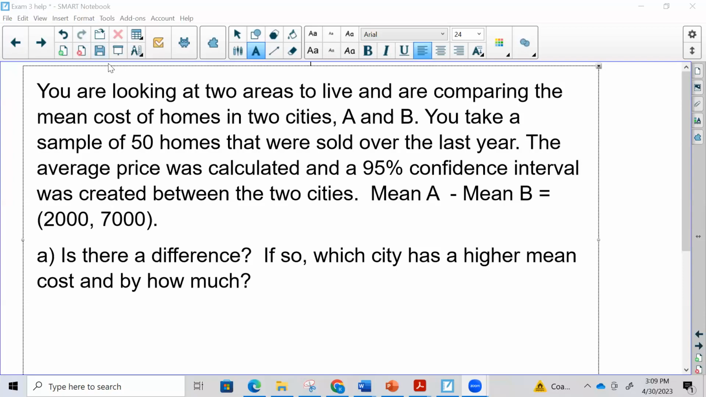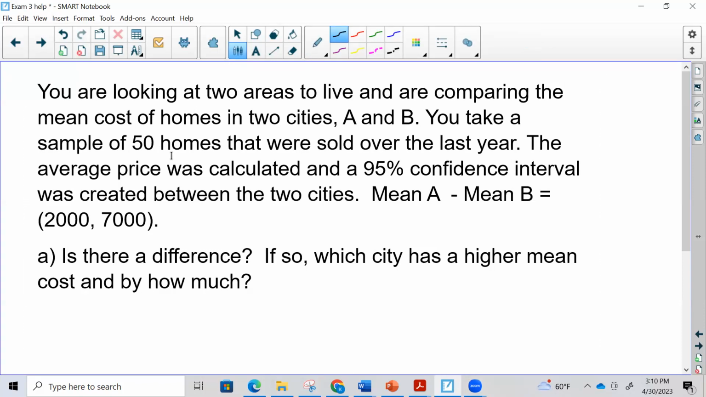So I want to look at being given a confidence interval and explaining what it means. For an example, we're looking at two areas to live and comparing the mean cost of homes in two cities, A and B. You take a sample of 50 homes that were sold over the last year from each city. The average price was calculated for each city, and a 95% confidence interval was created between the two cities. And this was the result: the mean A minus mean B is equal to 2,000 to 7,000.